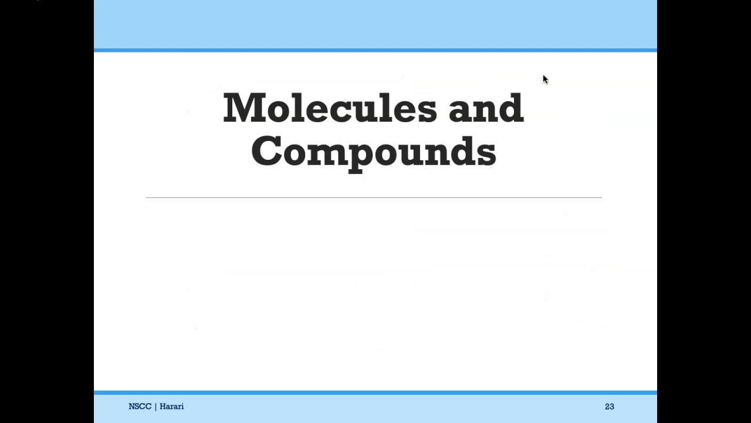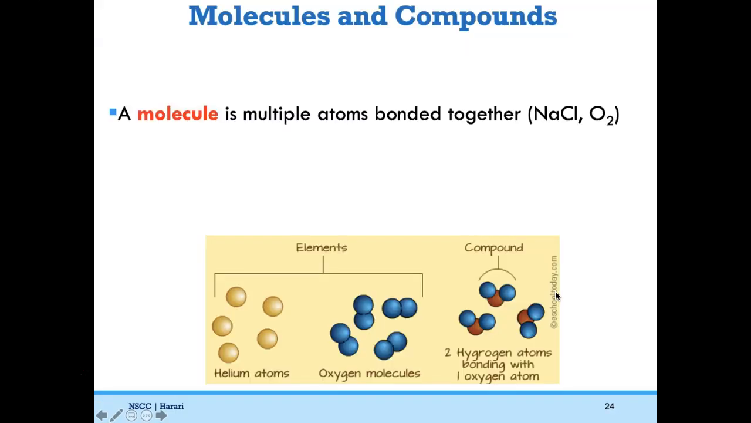So now's a good time to stop before we go on to the next section of molecules and compounds. A molecule is multiple atoms bonded together. So examples can be NaCl, which is a sodium and a chlorine, so salt, sodium chloride, or it could be oxygen, O2.